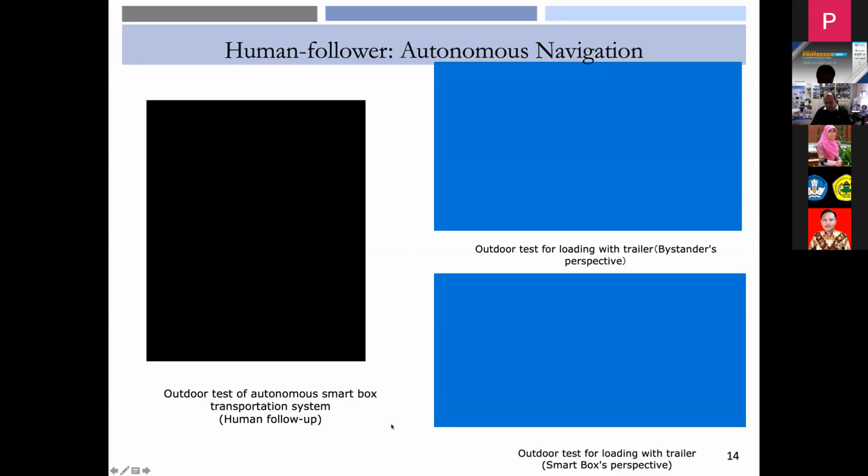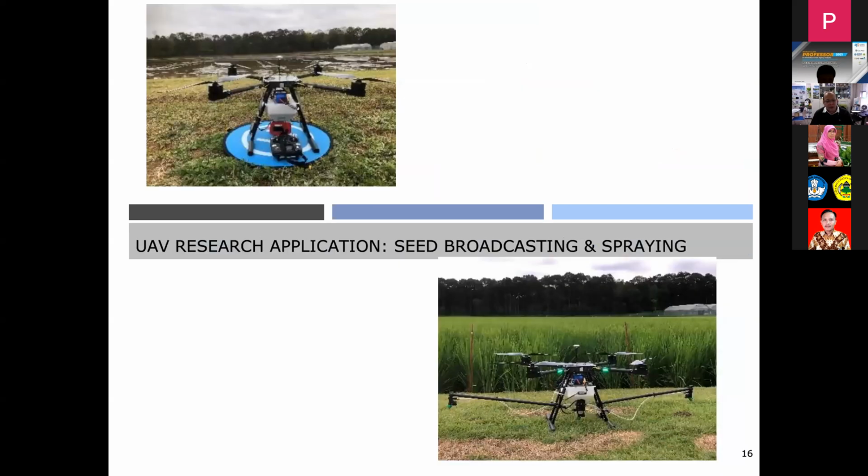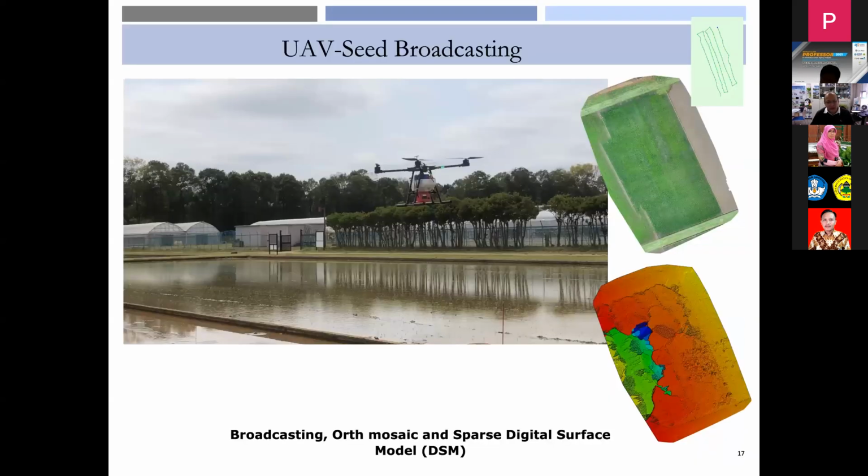Let me go to the second part, how we can use remote sensing and deep learning, which deals with infestation and the spraying of a lot of chemicals. We have been doing research on UAV-based applications, especially for seed broadcasting and spraying. In Japan we use a transplanter and seedlings in many places, and maybe in Indonesia you also do the same, but whether we can use these sorts of things a lot.